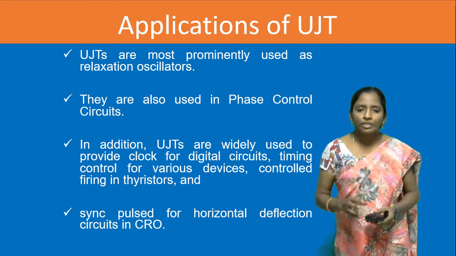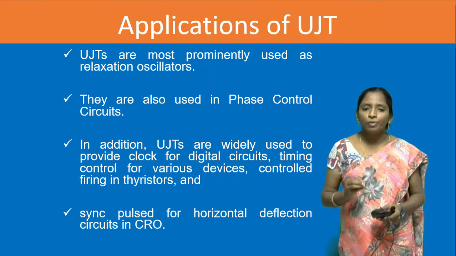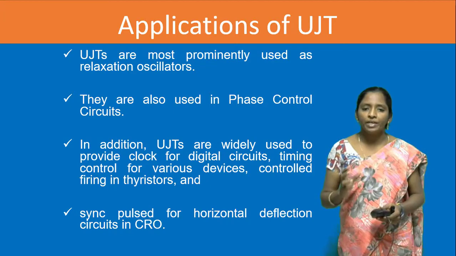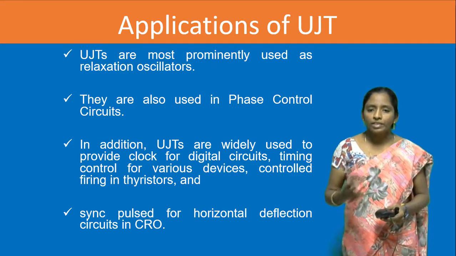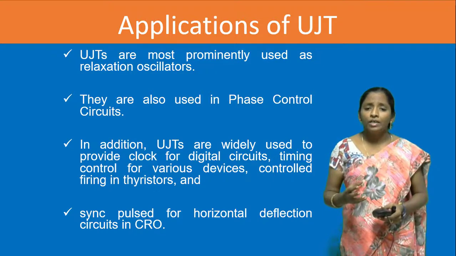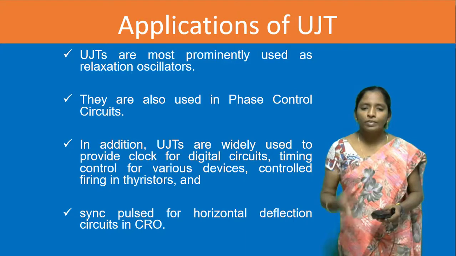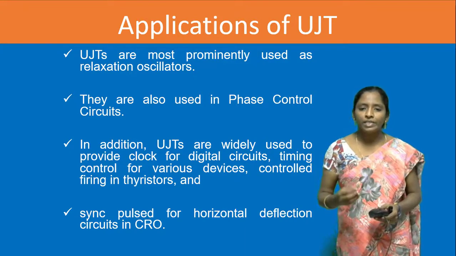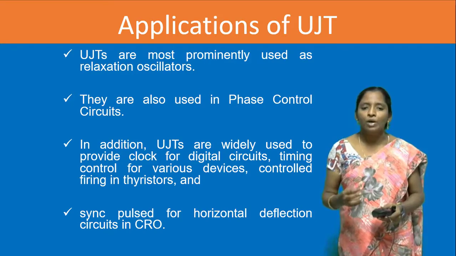And this can be used in the digital circuits to provide a clock, that means to provide on and off periods for the on state and off state for the clock circuit. In the digital circuits, we are using UJT. And we are using UJTs in the CRO to provide synchronization between horizontal deflection plates and vertical deflection plates.